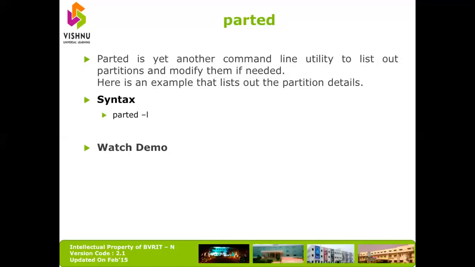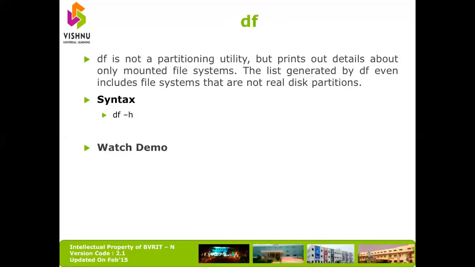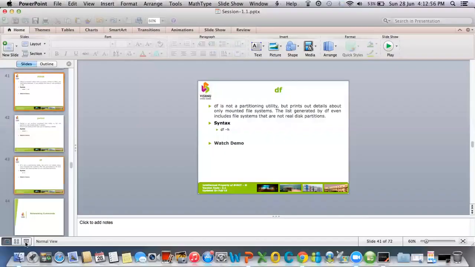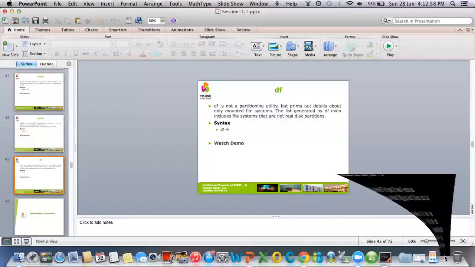Right. Moving further, the second command is called df. Df is not a partitioning utility, but it prints out the details of the hard disks which are connected to your system. It also includes the real-time partitioning on the internal as well as the external devices. The syntax is df -h, which lists out the details very well. Now, let's see how that works.